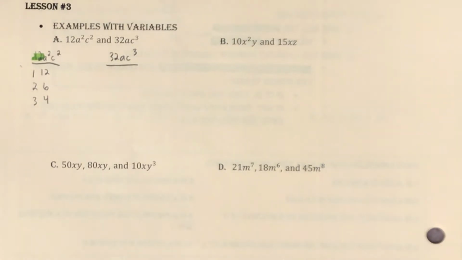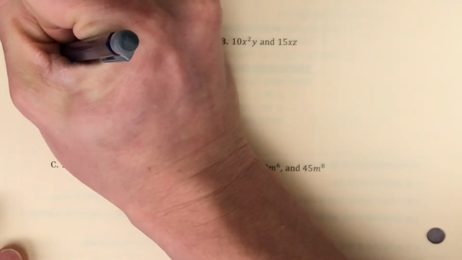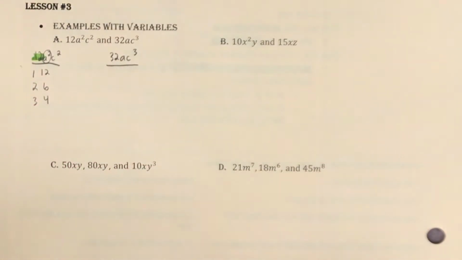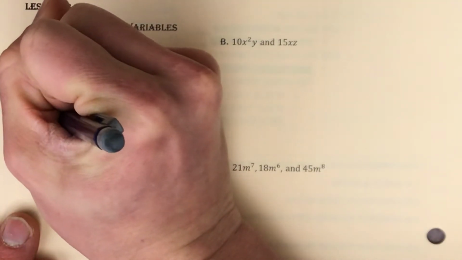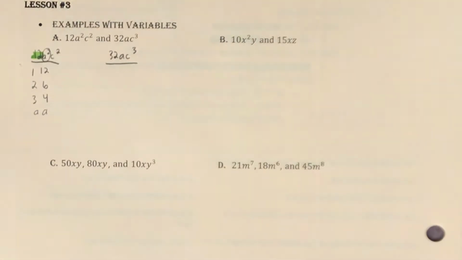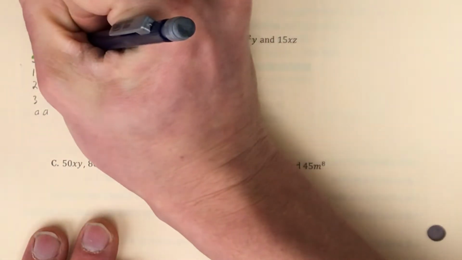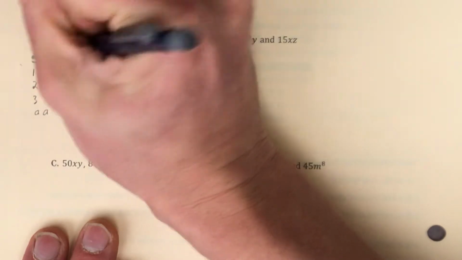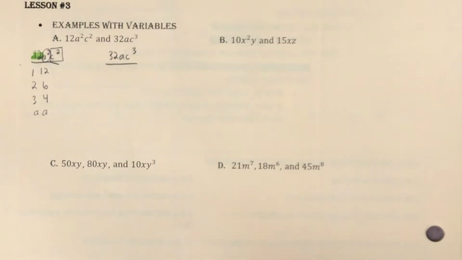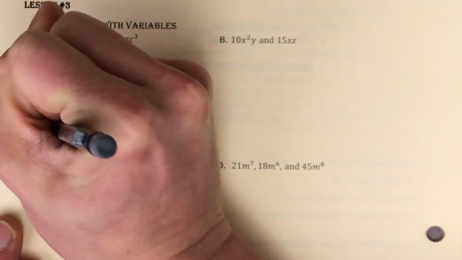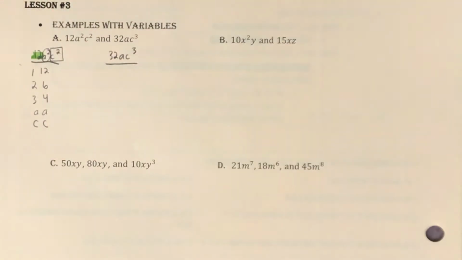So then my next step is to deal with the a's. So a squared, as we've talked about before, means a times a. So I'm going to list out 2 a's there, each separately. Then I'm going to deal with the next variable I have, which is c squared. Well, same idea, that means c times c. So I'm going to list out 2 c's.